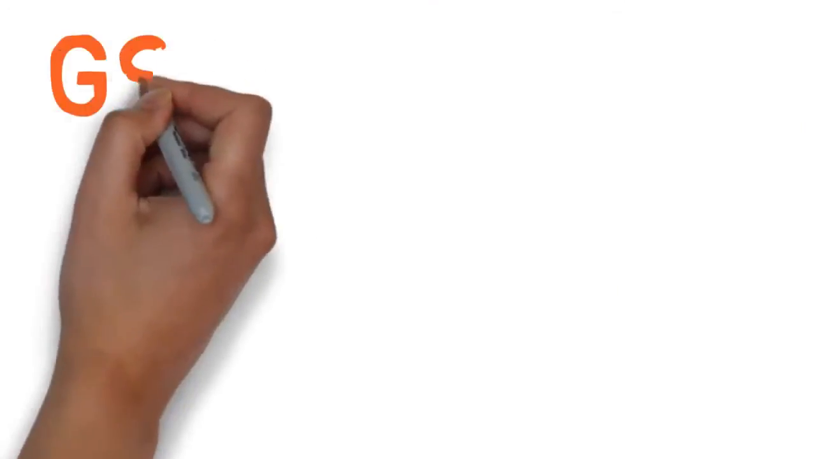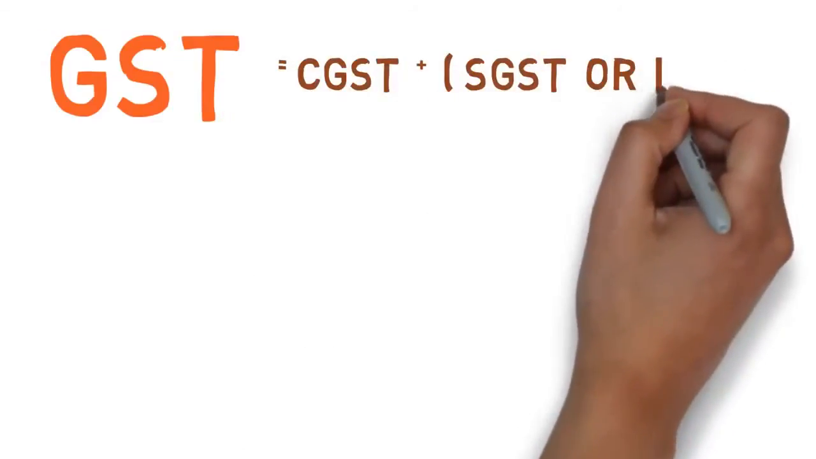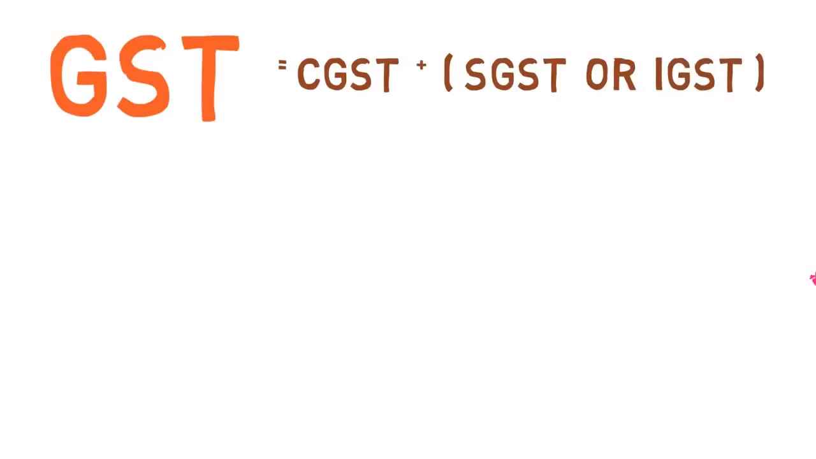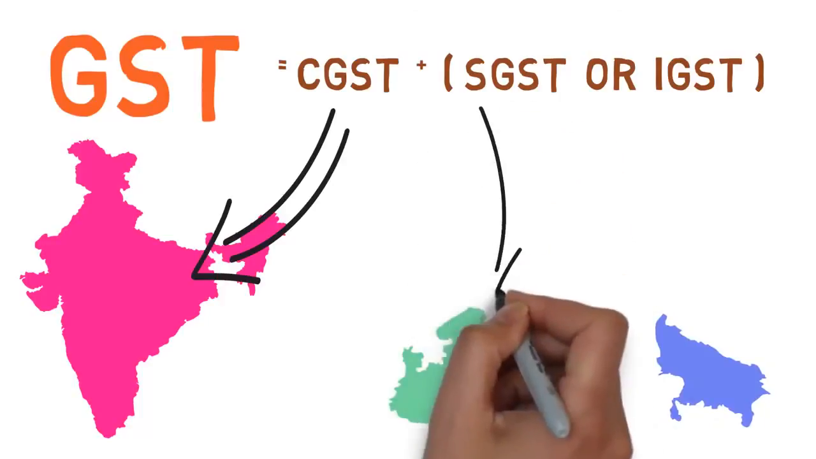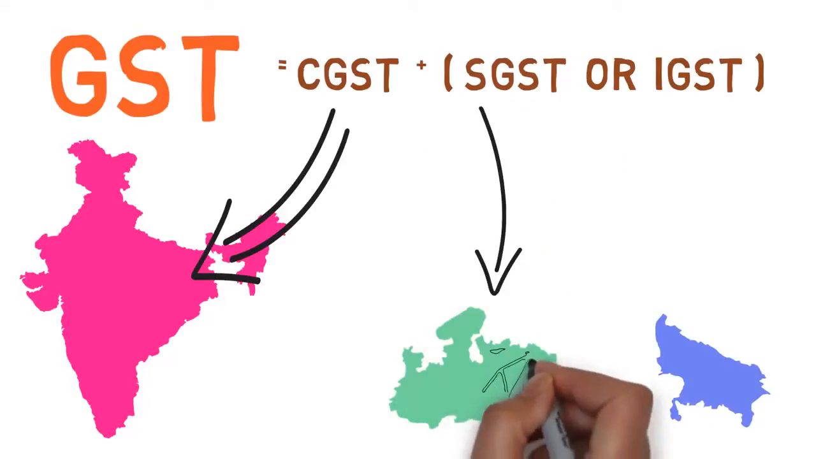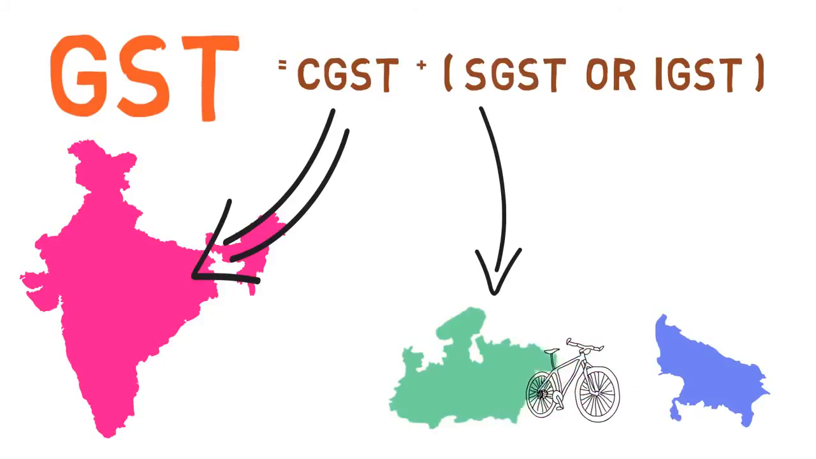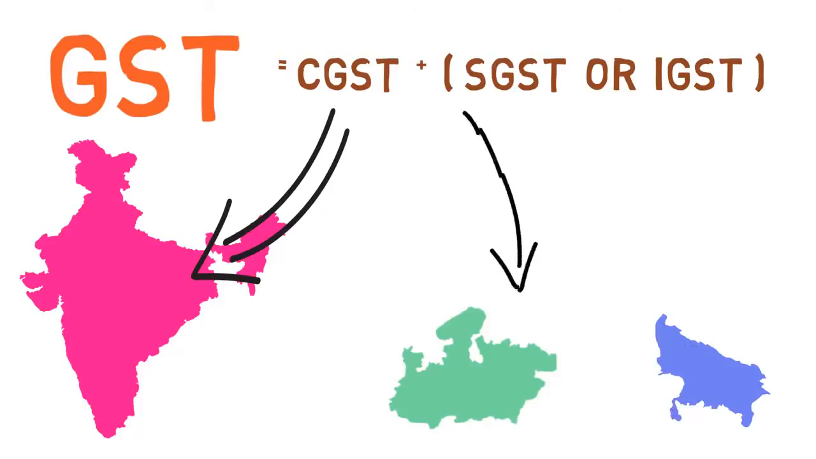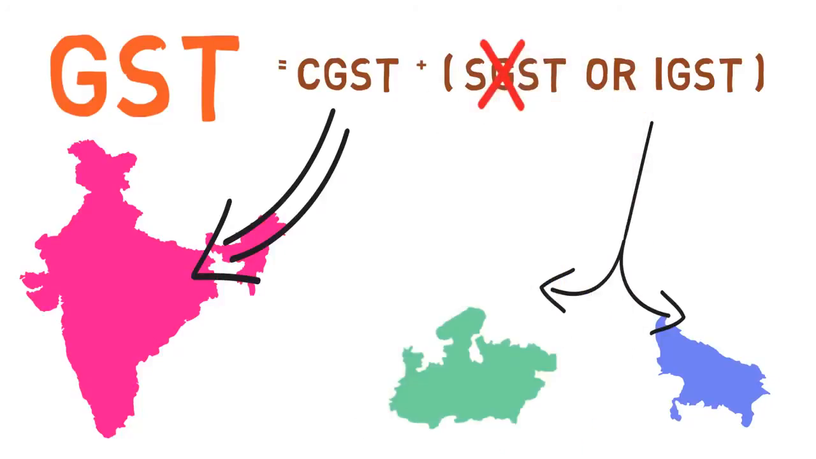Let's take GST in detail. GST is a combination of CGST and SGST or IGST. CGST is central GST, which is paid to the central government. SGST is the state GST which is paid to the state government, and IGST is the integrated GST which comes in the situation when goods and services move interstate. For example, product A is manufactured in Madhya Pradesh and sold in Uttar Pradesh, so IGST is distributed between both the states. In this case, SGST will not be collected.